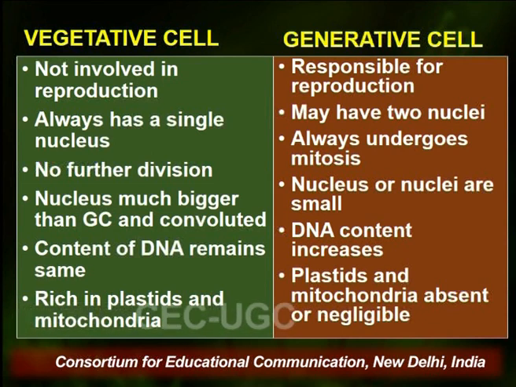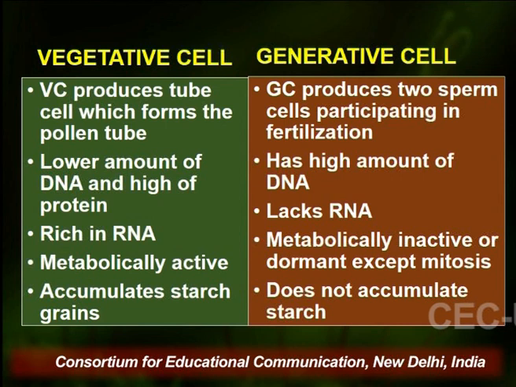The vegetative cell is rich in plastids and mitochondria. Plastids and mitochondria are negligible or absent in the generative cell. Vegetative cell is instrumental or responsible for the formation of a pollen tube, in which eventually the vegetative cell nucleus and the two sperms are going to travel. Generative cell produces two sperm cells which are going to participate in fertilization.